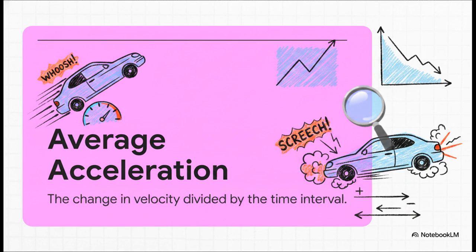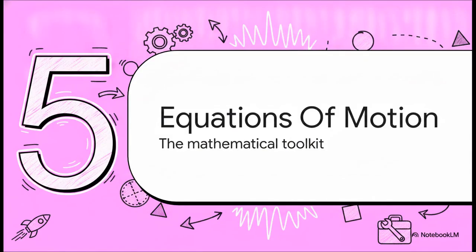It is simply the rate of change in velocity over a certain time interval. When the car speeds up, that's positive acceleration, building up the velocity's magnitude. And when you hit those brakes hard, that is negative acceleration, working in the exact opposite direction of your motion. And that leads us to our final part, Section 5, the equations of motion, our mathematical toolkit.